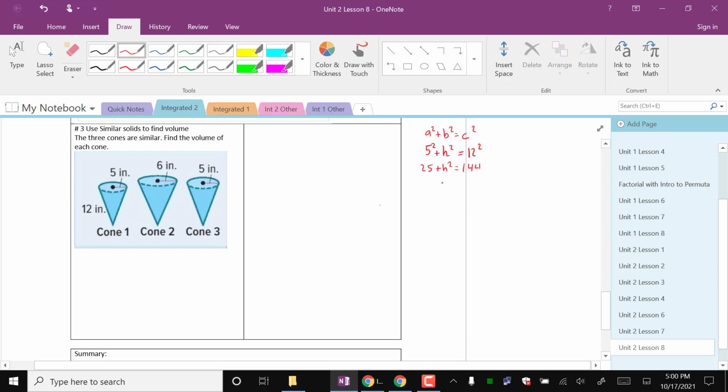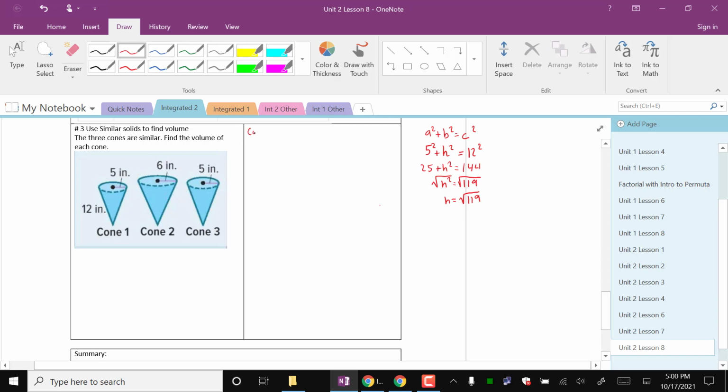Unfortunately, with this one, we're not going to get a very nice number. Subtract 25 from both sides. We get h squared equals 119. So we don't always get nice numbers like we were before. Take the square root of both sides. h equals, we're just going to leave this as the square root of 119. I'm going to plug that into the formula.